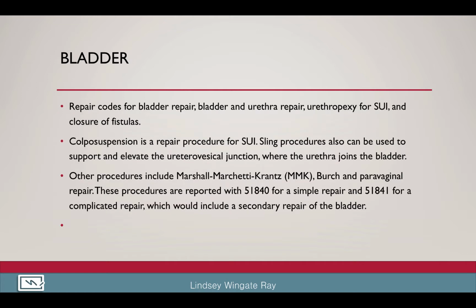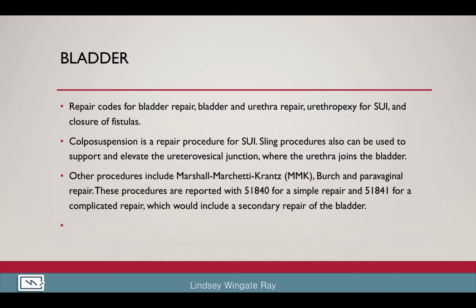Now turn to the repair section. Repair codes for bladder repair are bladder and urethra repair, urethropexy for SUI, and closure of fistulas. Colposuspension is a repair procedure for SUI. Sling procedures also can be used to support and elevate the ureterovesical junction, where the urethra joins the bladder. Other procedures include Marshall-Marchetti-Krantz, MMK, Birch, and perivaginal repair.